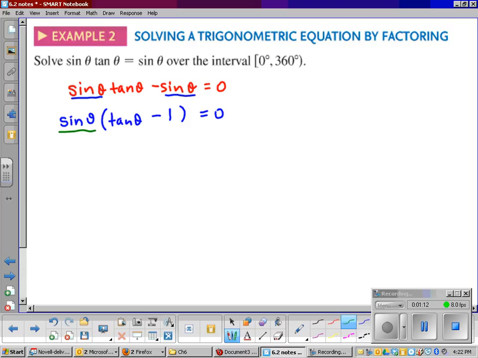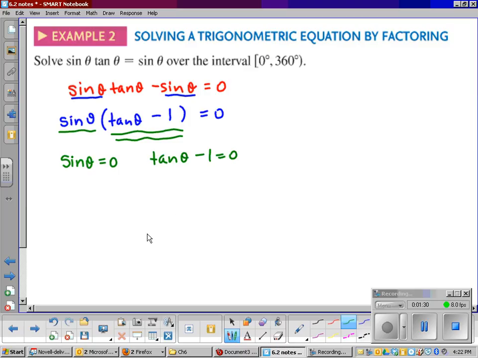Now I have sine theta as one factor and tangent theta minus 1 as my second factor, and I can use the zero factor property that says that either sine theta is equal to 0 or tangent theta minus 1 is equal to 0.